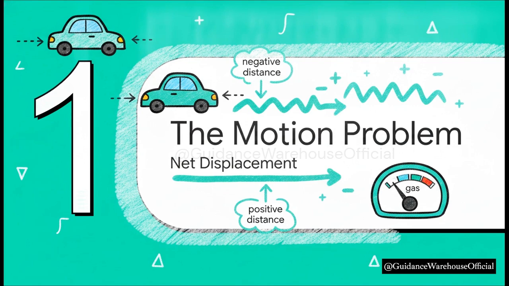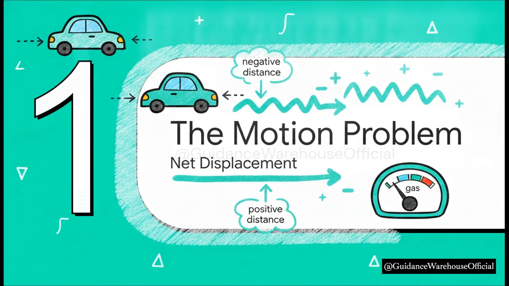Section 1. The motion problem and net change. Okay, let's dive right into this. When a car moves forward, it's covering positive distance, right? But when it moves backward, it covers negative distance. Your final location is what we call your net displacement. The forward movement and backward movement essentially cancel each other out.